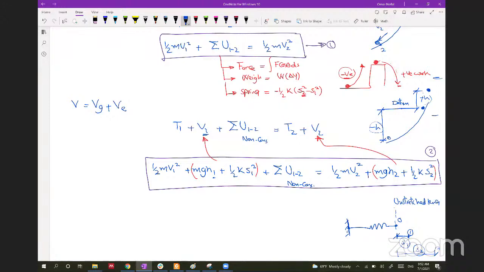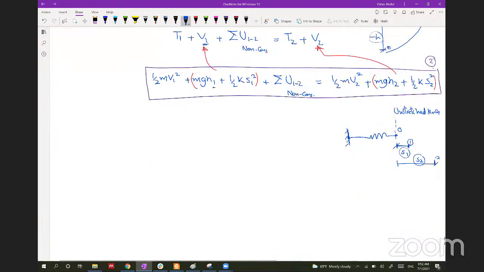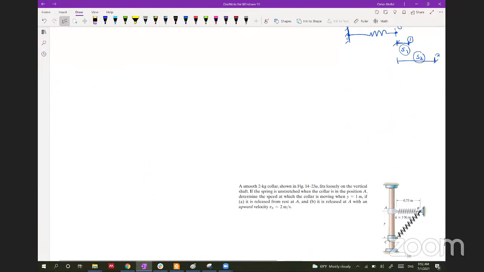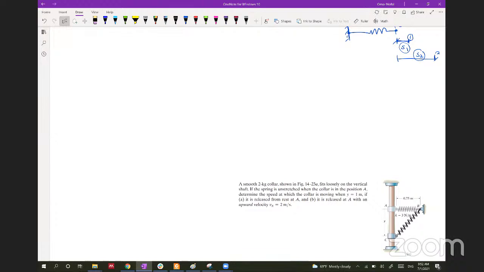So let's see an example of how both equation 1 and equation 2 can give us the same answer. Let's start with this spring example. We actually solved this problem in the Newtonian kinetics using force and acceleration, but let's now solve it using the conservation of energy.